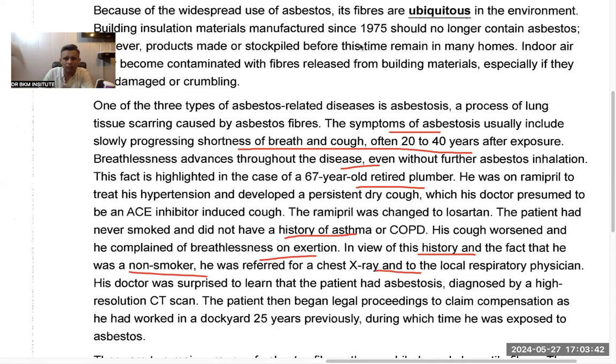So basically, the only point they want to cover is that the disease happened a very long time after the exposure. That is the only point I can take. Otherwise, there is nothing special.